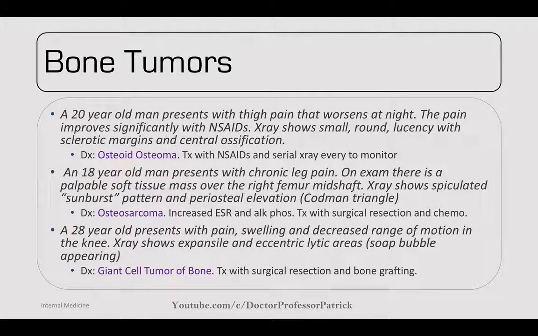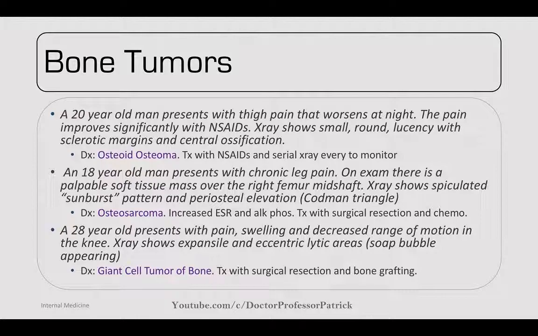So bone tumors. We've got a 20-year-old man who presents with thigh pain that's worse at night. The pain improves significantly with NSAIDs. X-rays show a small round lucency with sclerotic margins and central ossification. And this is an osteoid osteoma. You can treat this with NSAIDs and serial X-rays to make sure it resolves.